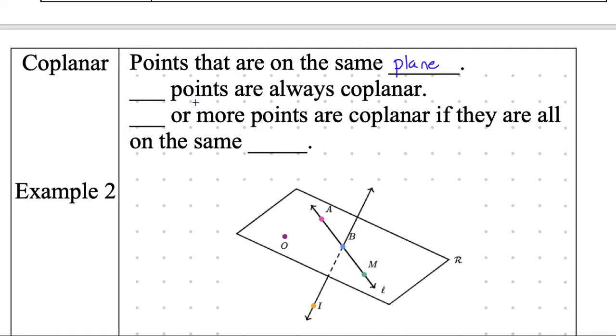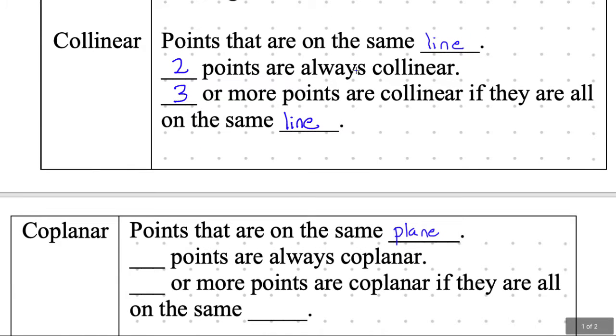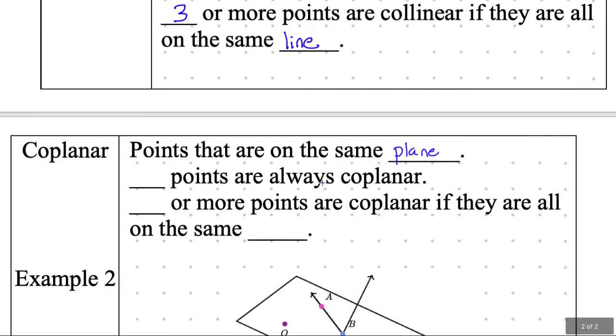So very similar to the last one, where 2 points were always collinear. How many points are always coplanar? Take a guess. 3. 3 points are always coplanar, and then if you have 4 or more points, you need to check that they are all on the same, you probably guessed it, plane.